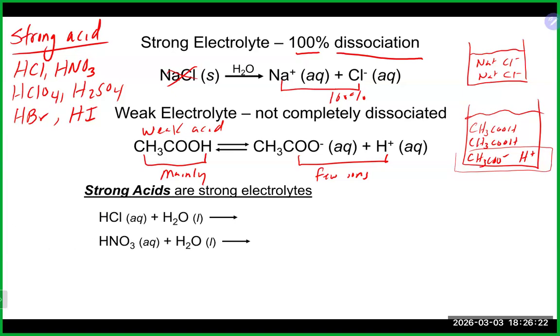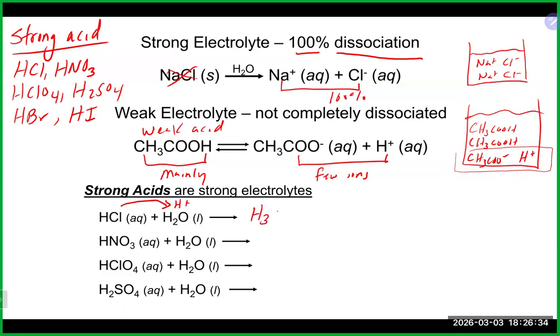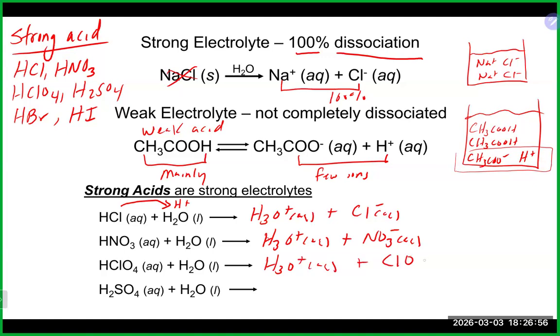So here are some of our strong acids. And once again, they do break apart. Since water is involved here, each of these is going to donate an H plus over to water. That's going to generate our H3O plus and our Cl minus. This will donate over, make our H3O plus and our nitrate. This will donate over, make our H3O plus and our perchlorate.